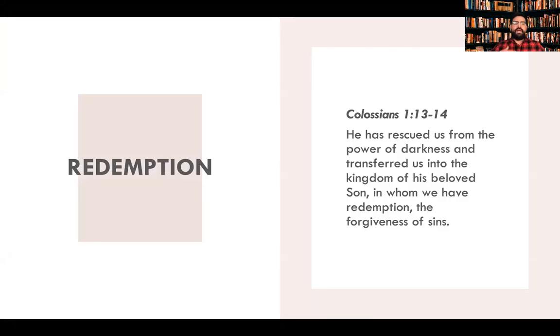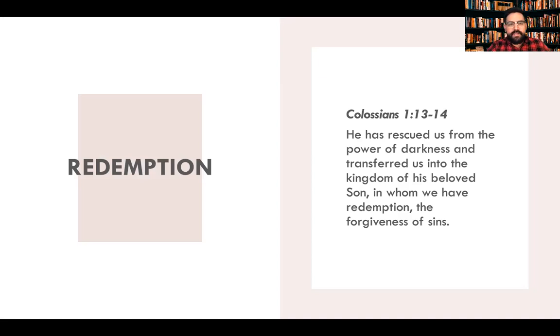One of the last things I want to leave with you is a couple of texts from the New Testament that describe in no uncertain terms what Jesus has rescued us from. In Colossians 1:13-14, it says, "He has rescued us from the power of darkness and transferred us into the kingdom of His beloved Son, in whom we have redemption, the forgiveness of sins." So when we ask what Jesus has redeemed us from, one answer is that Jesus has redeemed us from sin.